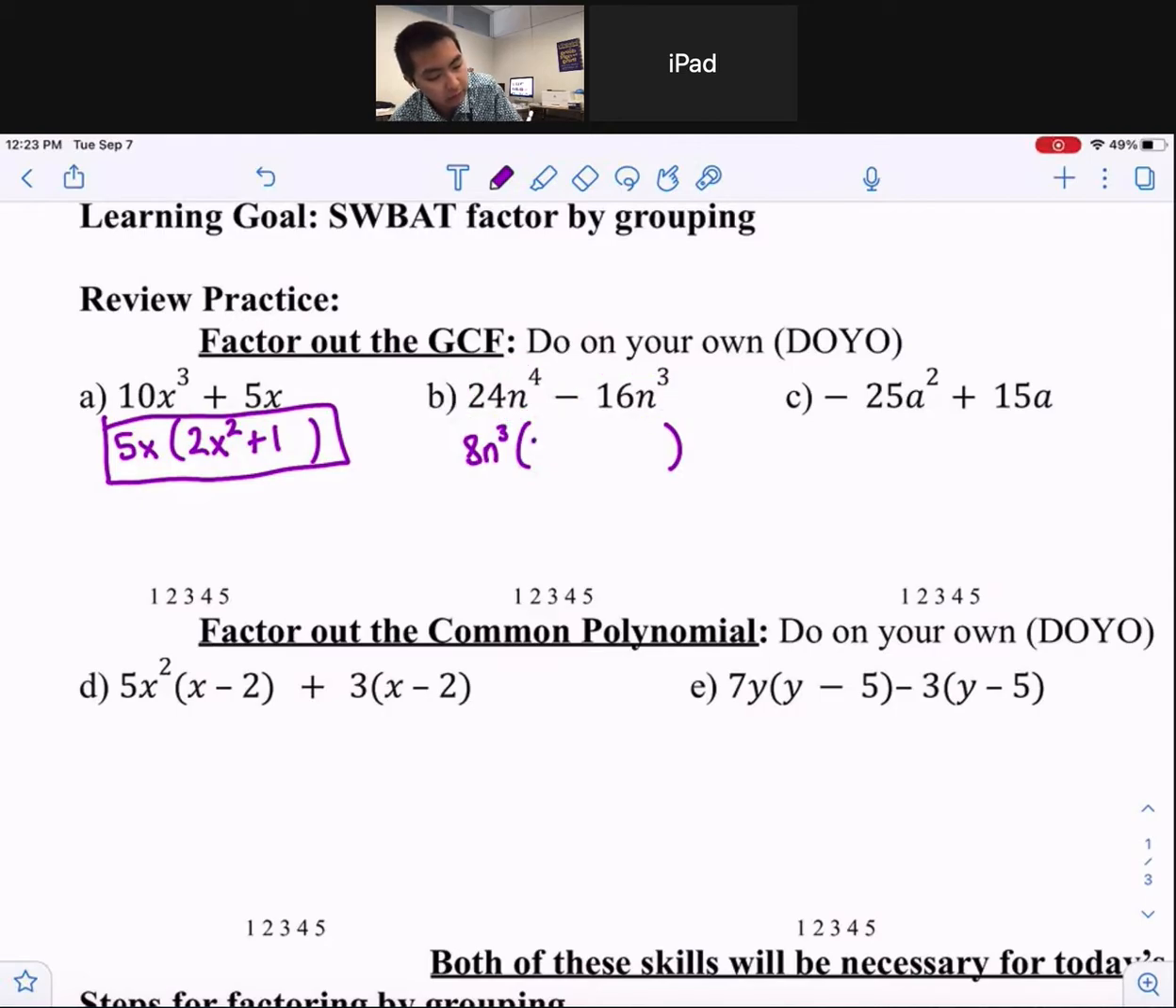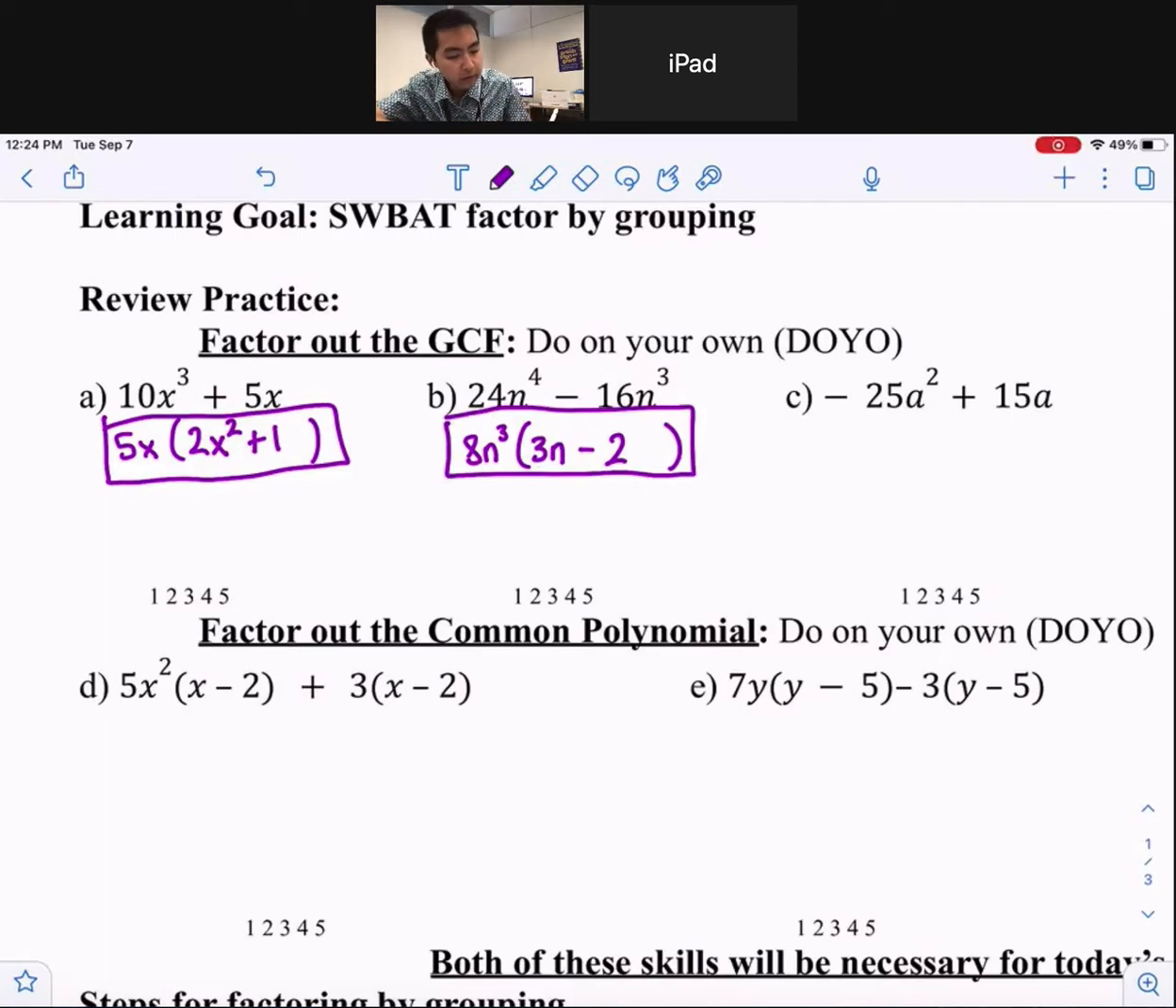And again, this is a reminder of what you're about to factor out from each term. 24 divided by 8 is 3. We took away 3 n's from here, so that just leaves n to the first power. Negative 16 divided by 8 is minus 2. We took away 3 n's from there, so no more n's, so it's just minus 2. 8n to the third times 3n minus 2.